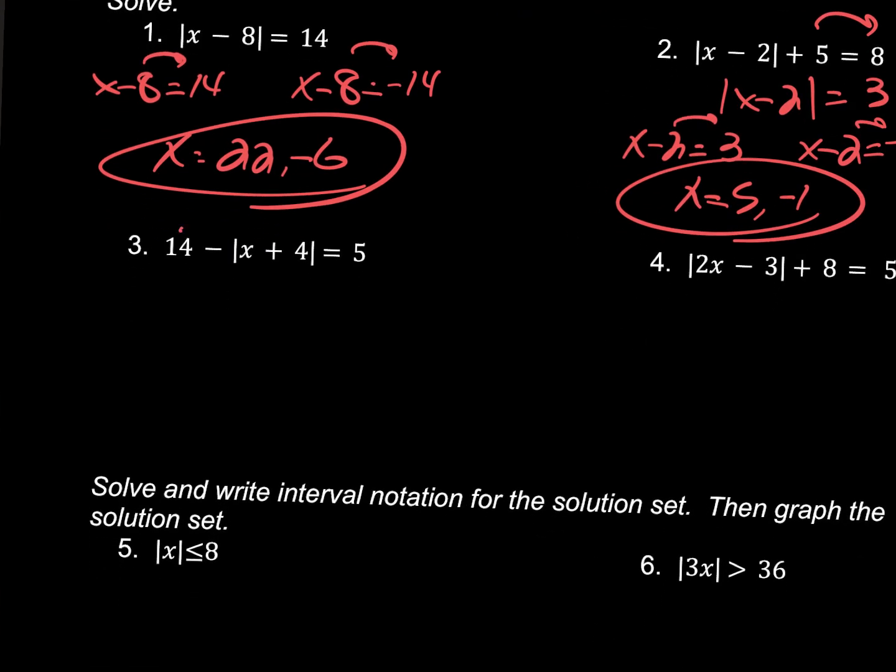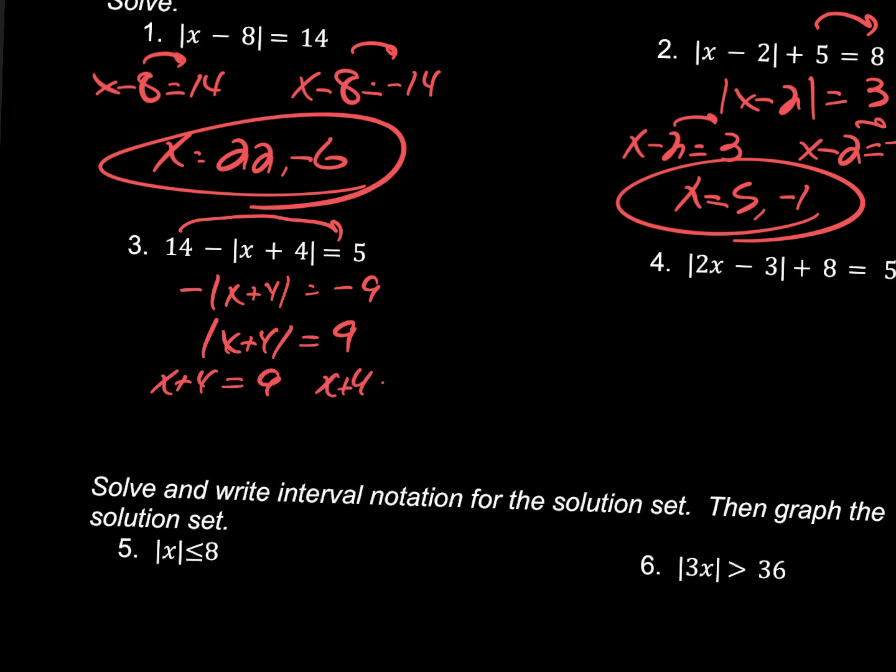Number 3, same kind of deal. Isolate the absolute value. So I'm going to take the 14 over. The negative sign is still there. It's kind of a good thing because when I take the 14 over, I get negative 9. Divide both sides by negative 1 to make the negative go away. Then we're going to say x plus 4 is 9. Also, x plus 4 is negative 9. Move the 4 here, you get 5. Move the 4 there, you get negative 13.